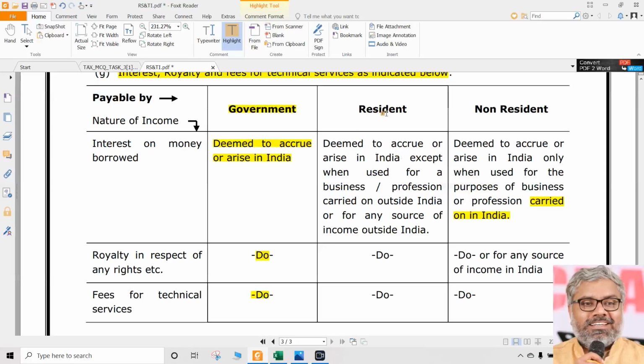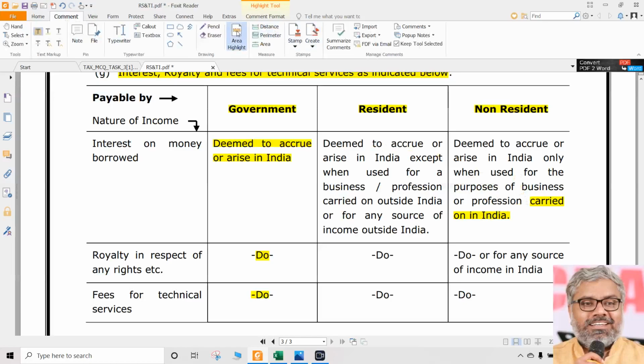What is the essence here? If the resident pays the interest, it is taxable. When is it not taxable? Only when payable by, we are not talking about received by here, we are talking about payable by. So payable by a resident, how does it matter why he paid it? He paid it for a business or profession carried on outside India, let us say. Then the recipient may be a non-resident. If the recipient is a non-resident, it cannot be taxed in India because that money is not used in India. But if the payer is a non-resident, then it is taxable only if it is used for the purpose of business or profession carried on in India.